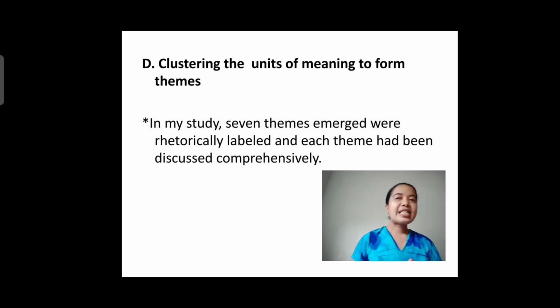After clustering, this is the time that we formulate a central theme that will emerge from the qualitative study that we have. In my study, Inclusive Senior High School Classroom with Students with Hearing Impairment, 7 themes emerged, and these were rhetorically labeled, and each theme had been discussed comprehensively. After I crafted the central themes for my qualitative study, I made sure that each theme would be discussed comprehensively. Now, the next two slides will show you how I discussed some of the themes that I had for my study.